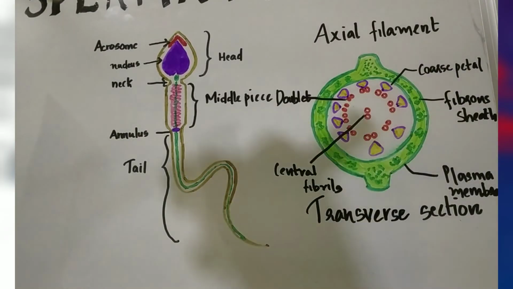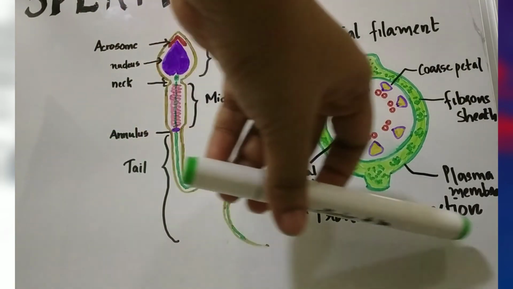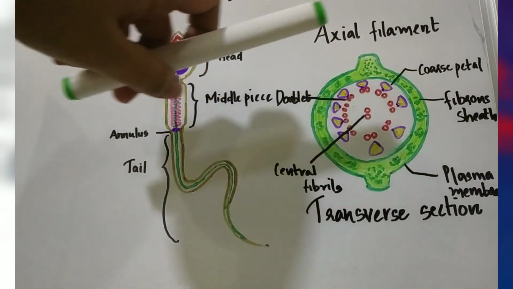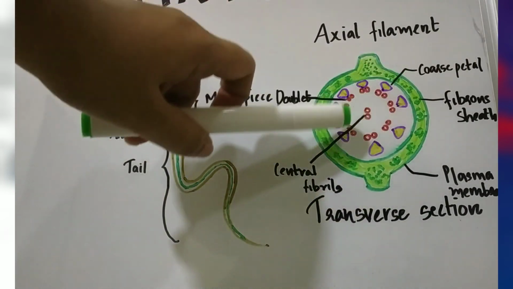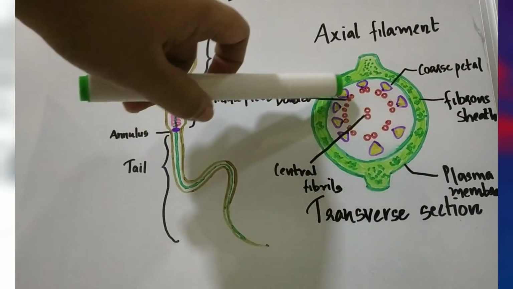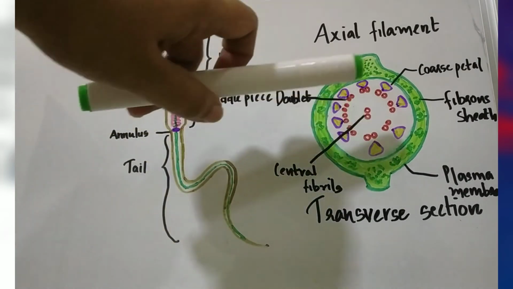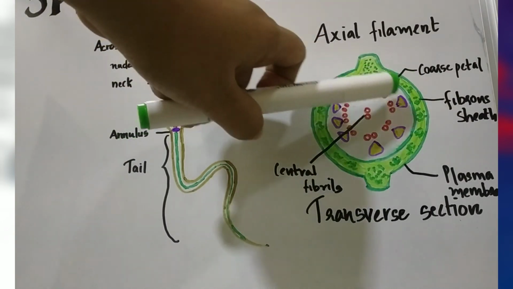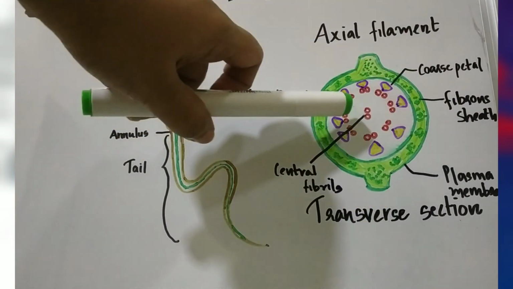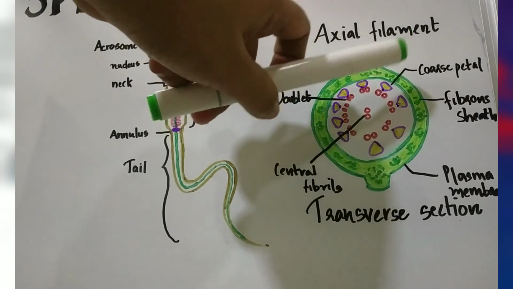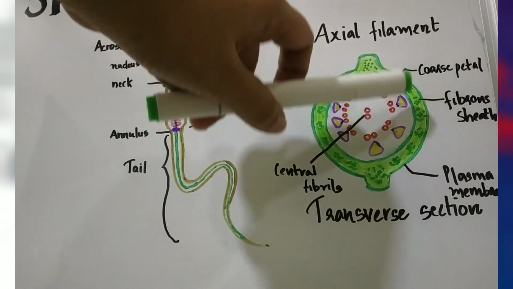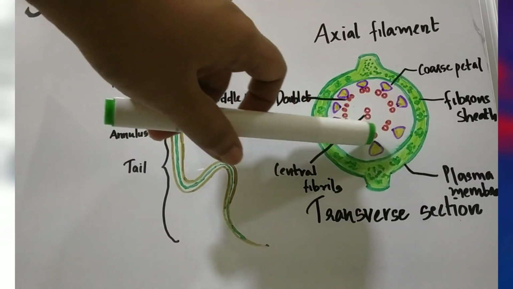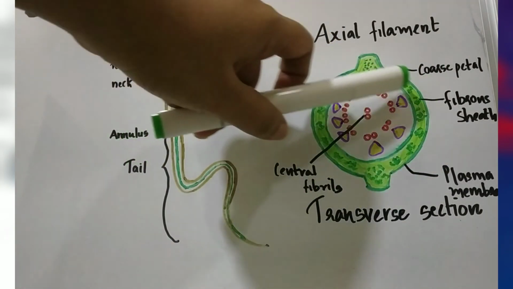So now we will discuss the structure of the axial filament. This is the transverse section. Here you can see in the center a pair of central fibrils which is surrounded by 9 pairs of fibrils, and the 9 pairs of fibrils are called the doublets. And outside the doublets you can see a petal shaped fibril each. That is, 9 petal shaped fibrils can be seen, and that is called the coarse petal.